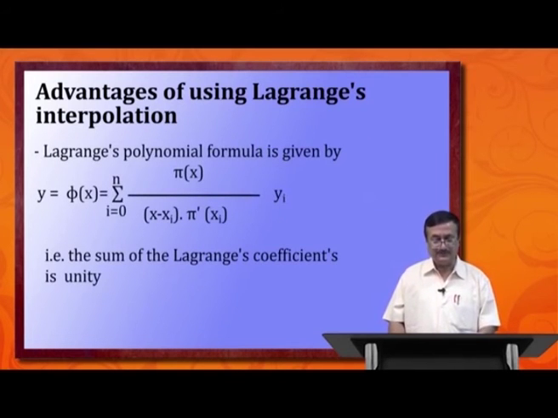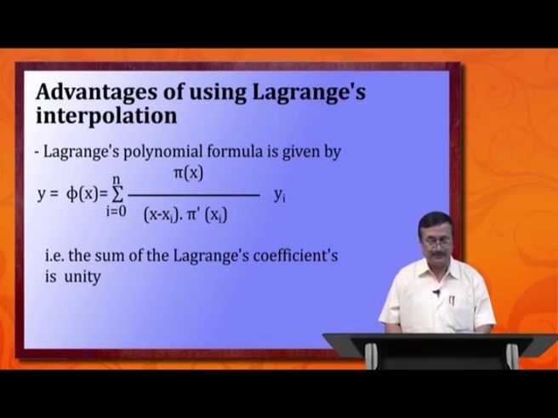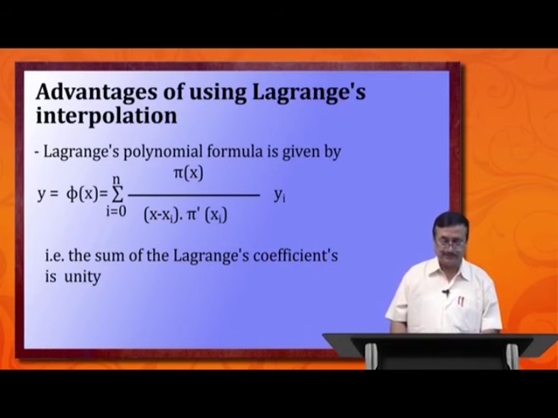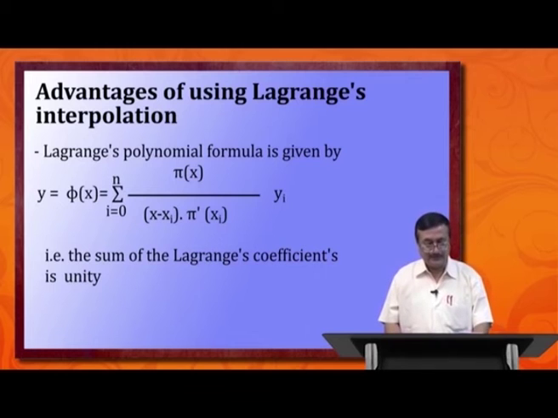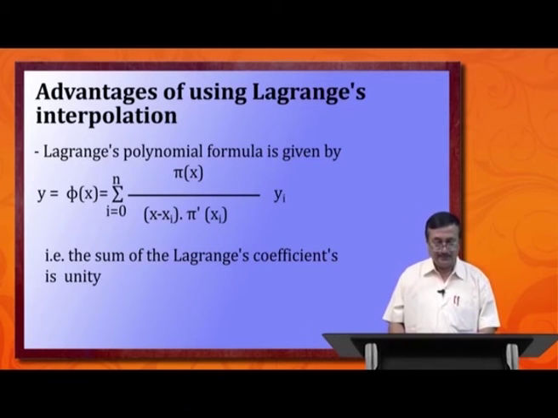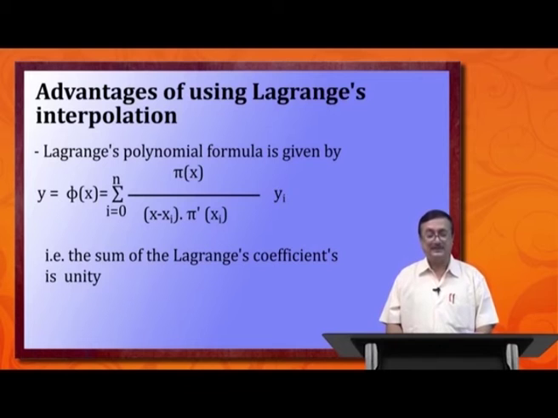Lagrange's polynomial formula is given by y = φ(x) in the following form, which has already been mentioned in our lecture. The coefficients are L_i, given by L_i(x) = π(x) / ((x - x_i) π'(x_i)). Observe that if we add L_i over i = 0 to n, we will get 1. That is, the sum of the Lagrangian coefficients is always unity.